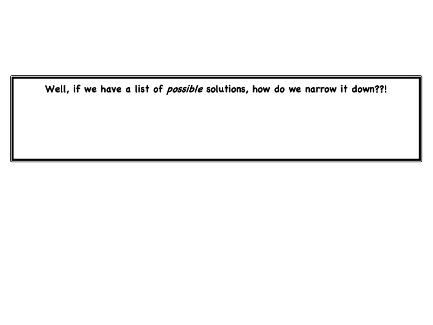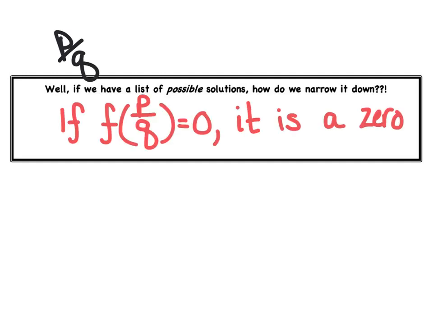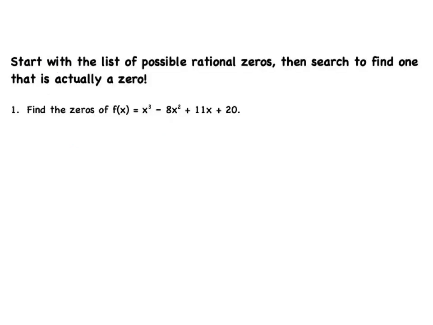So now that we know how to find our p's and q's with the rational root theorem, well, what do we do once we have this list? Well, if f of your value of p over q is equal to 0, it is a 0. So all you have to do is plug in your p over q into your function, and if you get a remainder of 0, then it is a 0 of the function and you have a starting point.